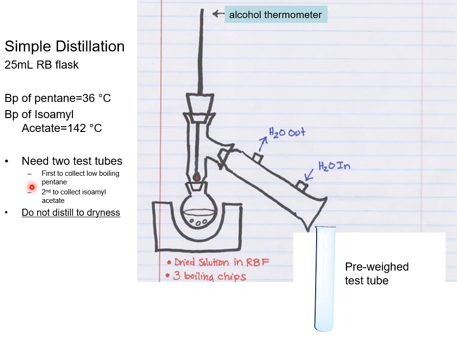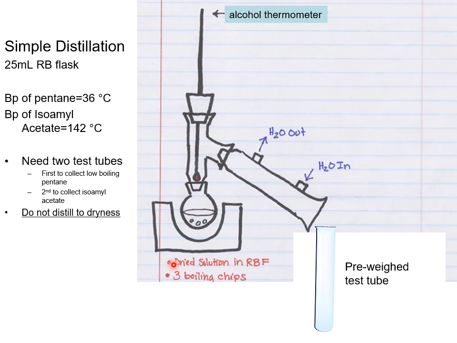You will need 2 test tubes. The first one is to collect the low boiling pentane. This is not your product, so you can just throw it into the correct bin. And then the second test tube, you would want to pre-weigh it and then collect your isoamyl acetate. And you would check which is which by the temperature, right? And of course, as always mentioned before, do not distill to dryness, right? Because especially in this case, it can be dangerous.